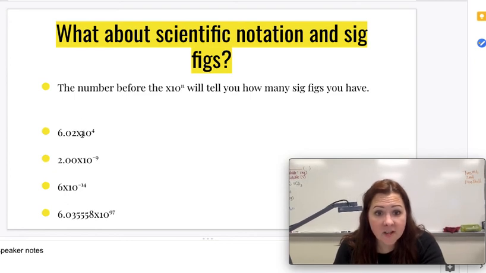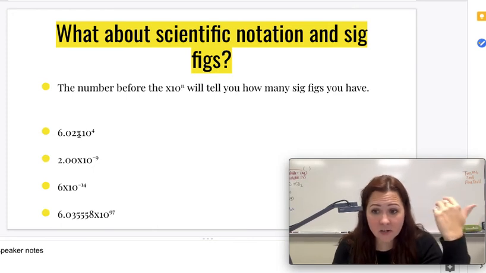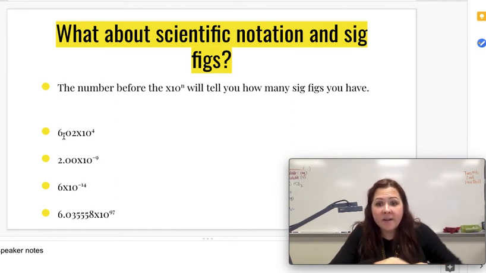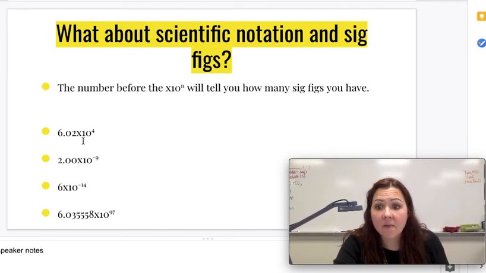You ignore the times 10 to the 4th power. Doesn't matter what it would look like without the times 10 to the 4th. You just look at the 6.02. That one has 3 SigFigs. However many digits are before the times 10, that's how many SigFigs are there. This one, the 2.00, that one has 3. This one just has a 6 before the times 10 to the negative 14th. That one just has 1.